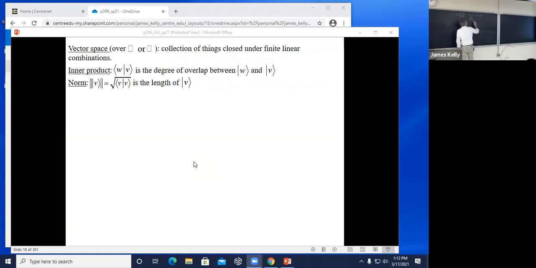To do that, the claim is, well, this isn't the length of the vector. The length of the vector should be this, from the Pythagorean theorem. And so we take the square root of the inner product of a vector with itself. So here it is in the new notation, our new notation for the inner product.